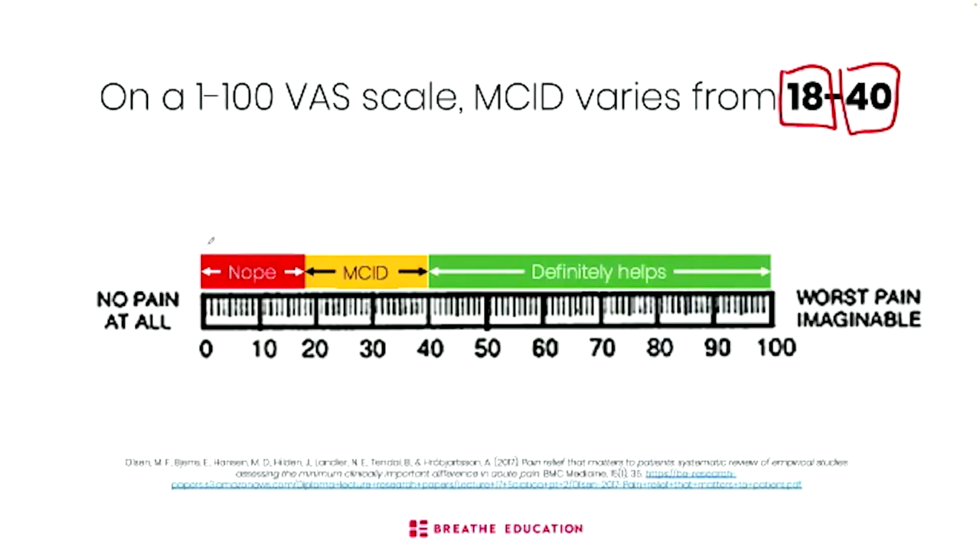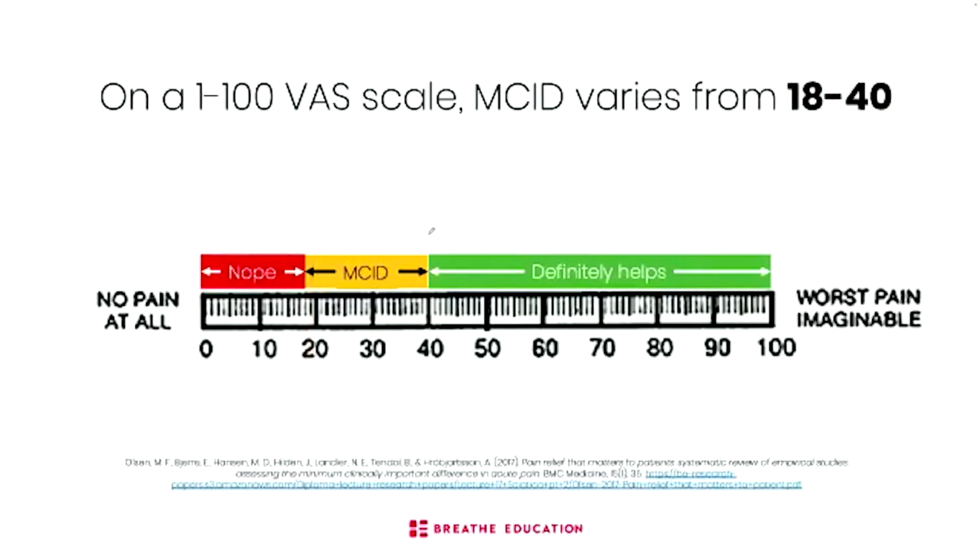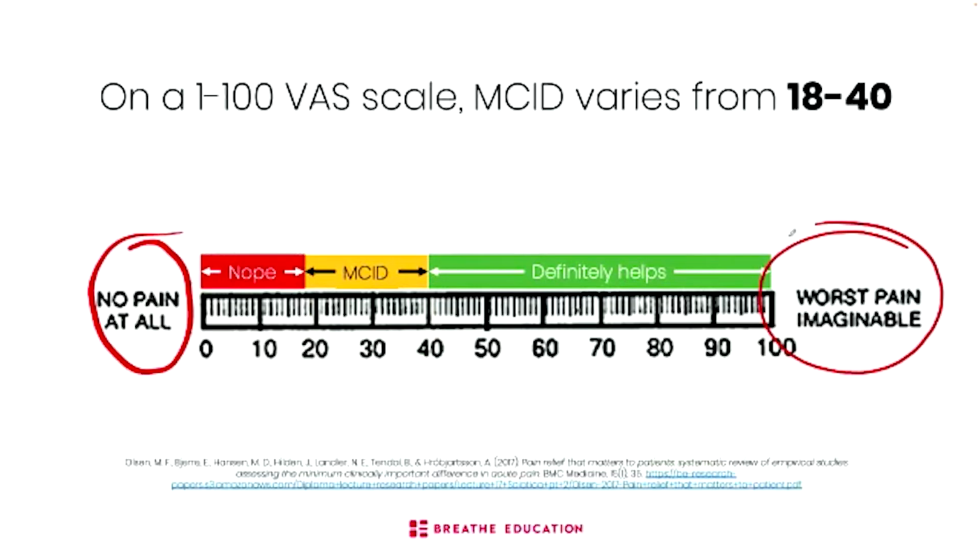So here's what we say, this is 18 out of 100 there. Less than that, no one can detect the difference. Here is 40 out of 100. Above that, everybody can detect the difference. And here is this range, 18 to 40, where some people can detect this, but not others. A fair number of people can detect this, and just about everyone can detect this amount of difference. This is no pain at all, and this is the worst pain imaginable.